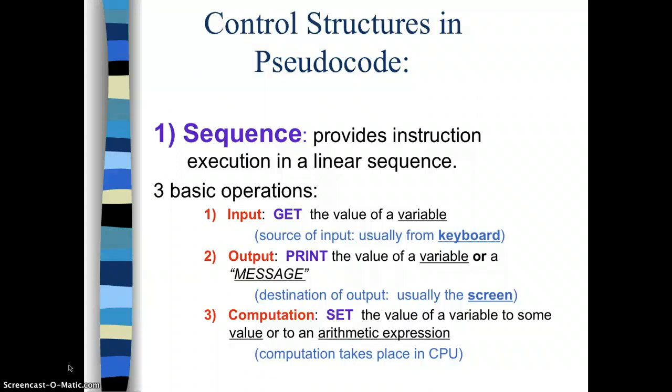There's input, for getting, let's say, the value of a variable. So you might want to get some input from the user from the keyboard. Then output is basically displaying or printing some information out. And then computation would be performing some sort of mathematical operation or arithmetic on a variable.